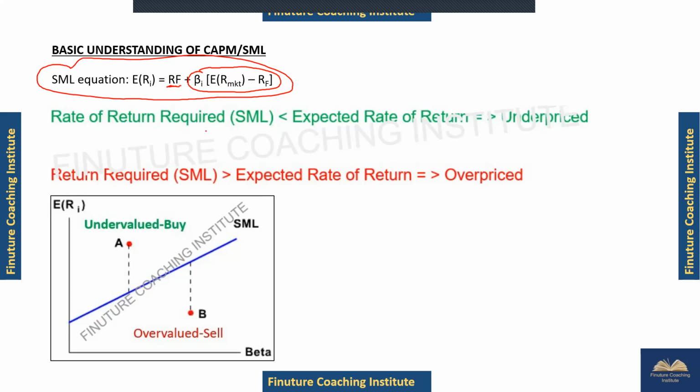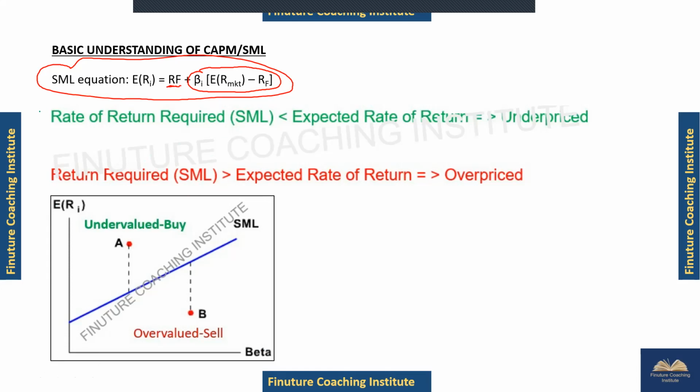And if the rate of return required by SML, derived from this equation, is less than what the valuation analyst has arrived at, then you say that the stock is undervalued. And if this equation gives expected returns which are higher than what the valuation analyst is predicting, then it is overpriced. Then you can sell it. So let me just turn back to green.